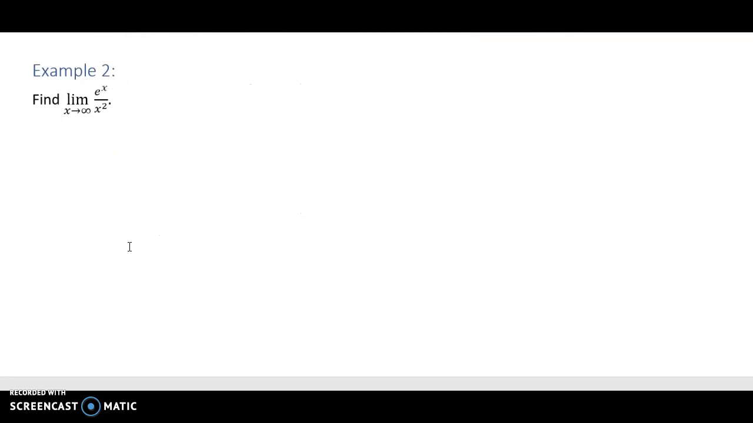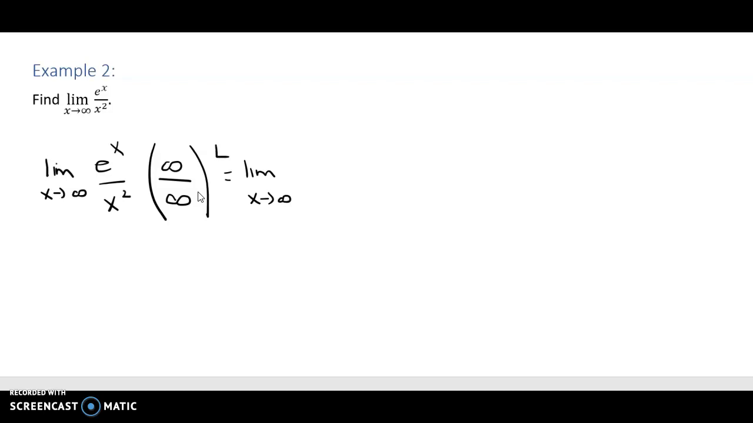So moving on to example 2. Find the limit as x approaches infinity of x e to the x over x squared. Well, as x approaches infinity, as this x value gets infinitely large, so does e to the x, right? It approaches infinity as well. And as this x value gets large and you square it, it also approaches infinity. So it's in the indeterminate form infinity over infinity. And so now we can use L'Hopital's rule.